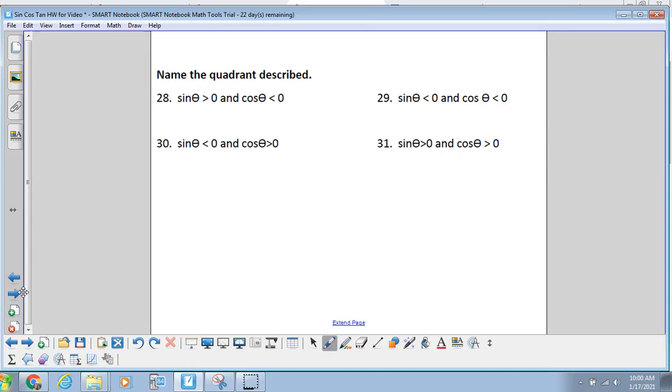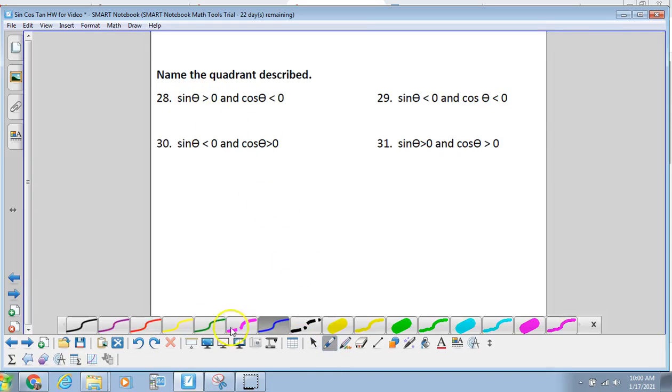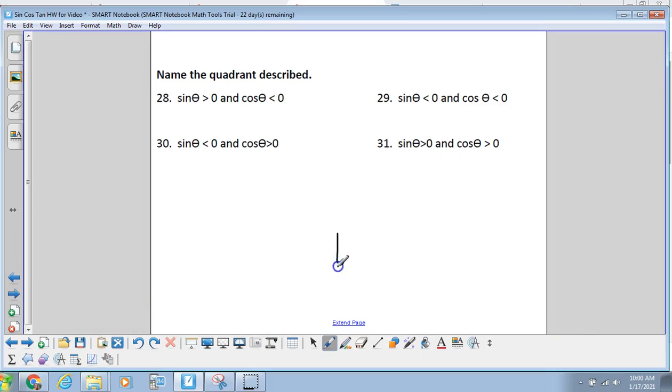Now for our last page, name the quadrant that is described. Sometimes students get a little bit mixed up with these, just reading what it's saying. These are talking about what's positive and what's negative. I'm going to refer really quickly to our mnemonic, All Students Take Calculus. Remember, this tells us which trig functions are positive in which quadrant. In the first quadrant, all of them are positive, and in the second quadrant, sine is positive. In the third quadrant, tangent is positive, and in the fourth quadrant, cosine is positive.